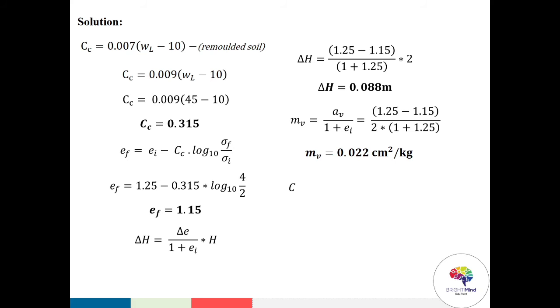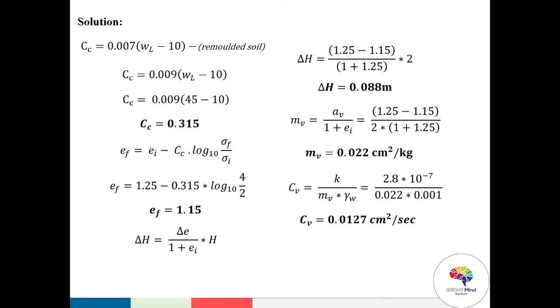Now we'll find the next part, that is the coefficient of consolidation, which can be expressed as k upon mv into gamma w. K is provided to us as 2.8 into 10 raised to minus 7. mv has already been calculated as 0.022, and the unit weight of water in kg per centimeter cube comes out to be 10 raised to minus 3. If I substitute all these values, the coefficient of consolidation comes out to be 0.0127 centimeter square per second.